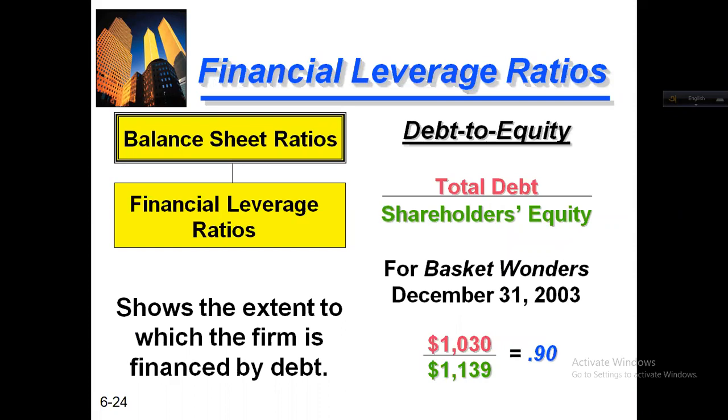And this is the financial leverage ratio. The first financial leverage ratio measures the debt to equity ratio. If this ratio is higher, then we can say that our risk is also higher. How can we calculate the debt to equity ratio? It is total debt divided by shareholders' equity.